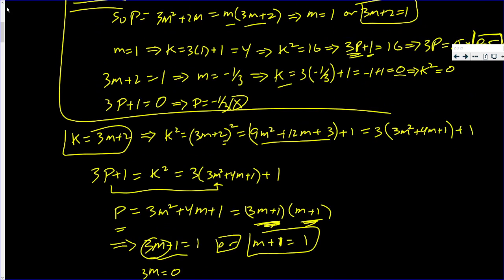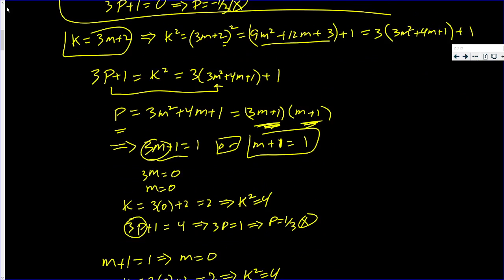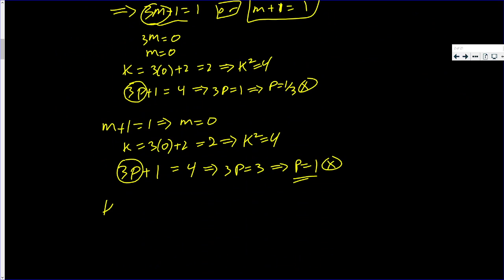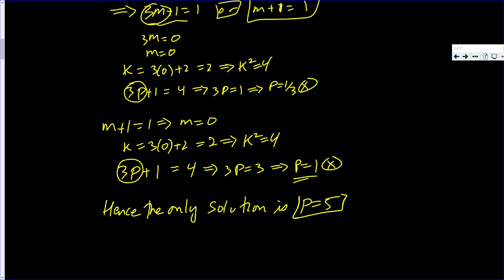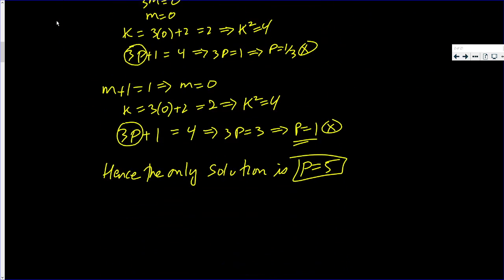The only answer we got was p equals 5. Hence, the only solution really is p is equal to 5. Okay, if p is equal to 5, and only if p is equal to 5, then 3p plus 1 is a perfect square.